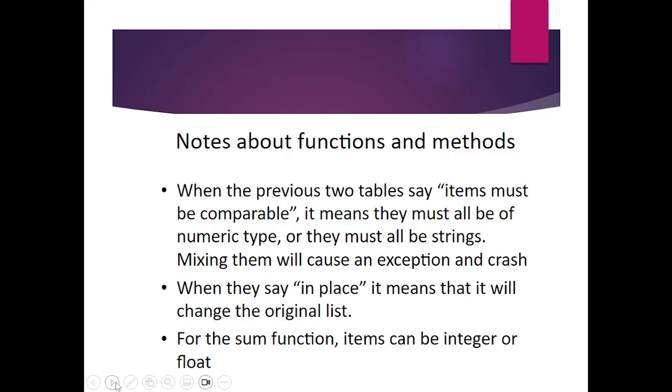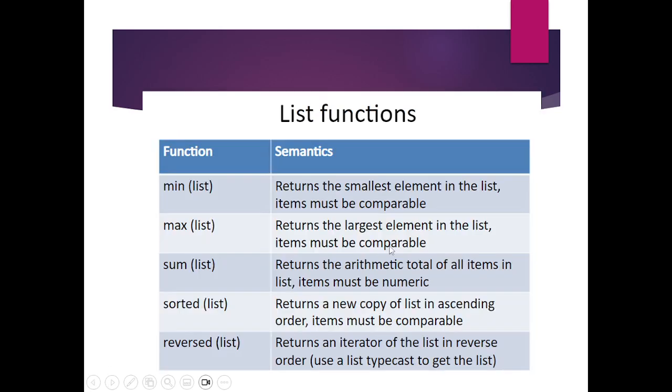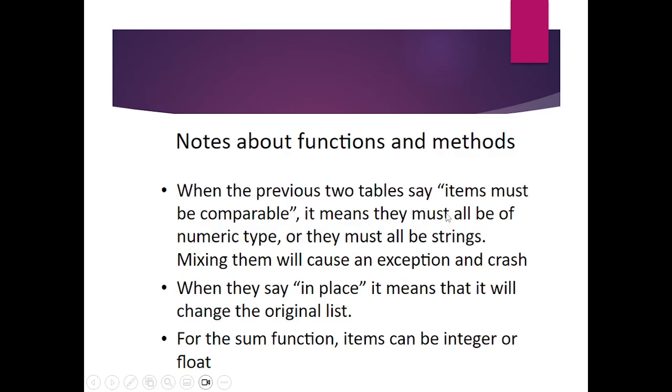Next slide is notes about functions and methods. When the previous two tables say items must be comparable, it means that they must all be of numeric type. For example, we have this: items must be comparable. So we will have data that is all integers in value. Okay, it means that they must all be of numeric type.